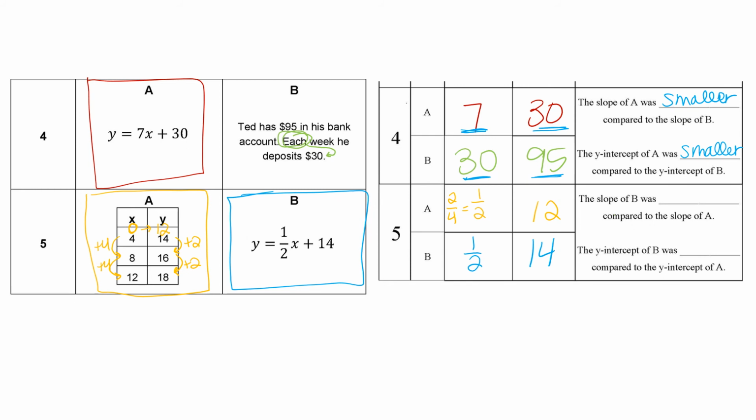Okay, be careful here again with the sentences because it's starting with B. So the slope of B, 1/2, was blank compared to the slope of A. Those are the same because they're both 1/2. The y-intercept of B was blank compared to the y-intercept of A. 14 is larger than 12.